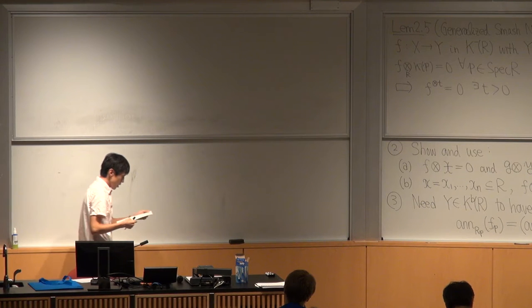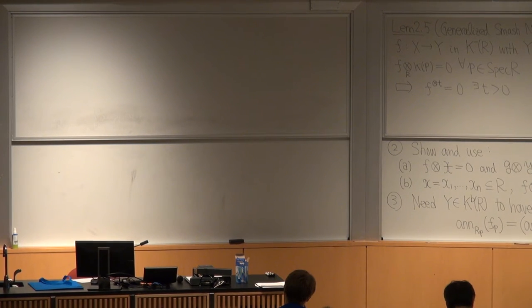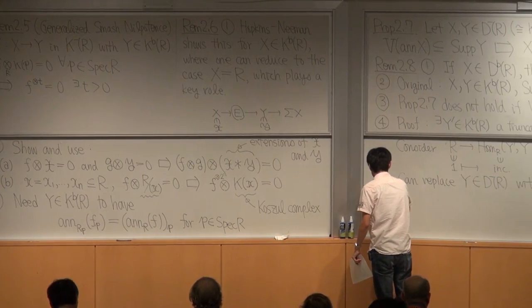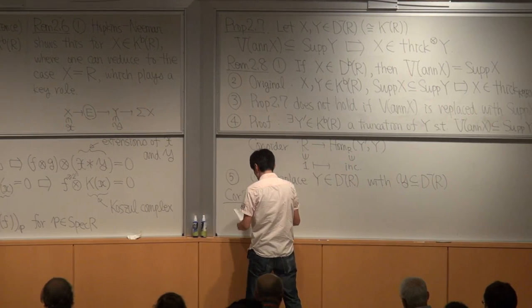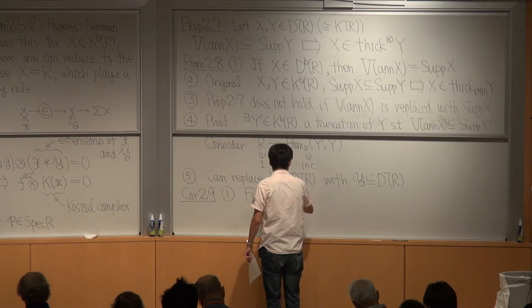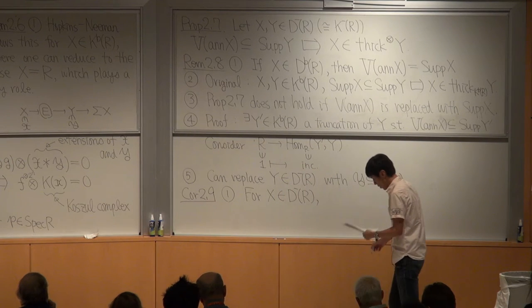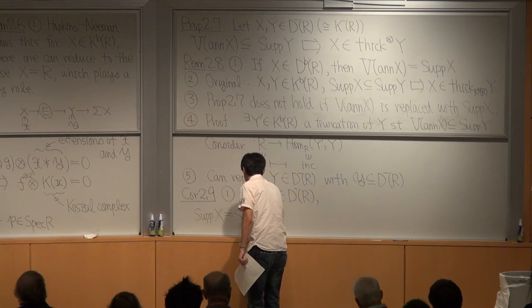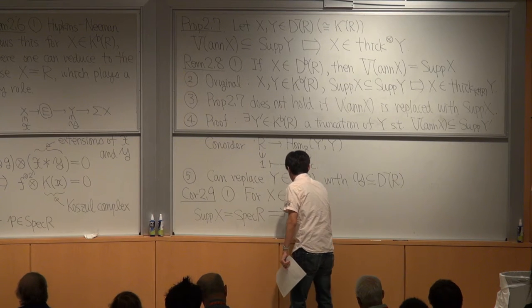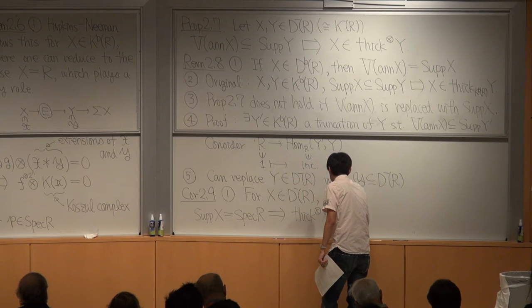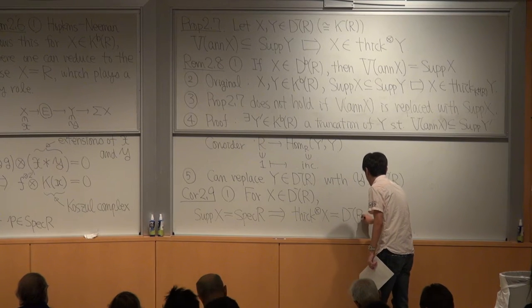Okay, so these are comments on the proof of proposition 2.7. As a corollary of this proposition, we easily get the following corollary. First, for each object x in D^b(R), we have the following equivalence. If the support of x is the whole Spec R, then the thick tensor closure of x is the whole thing, D^b(R), and vice versa.